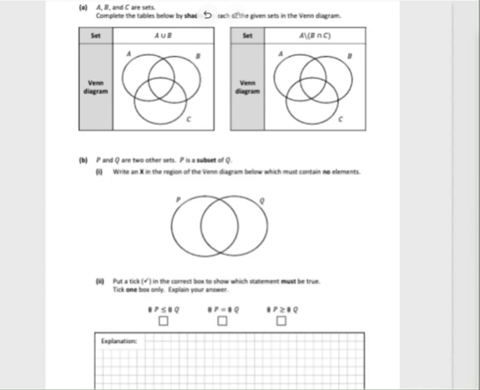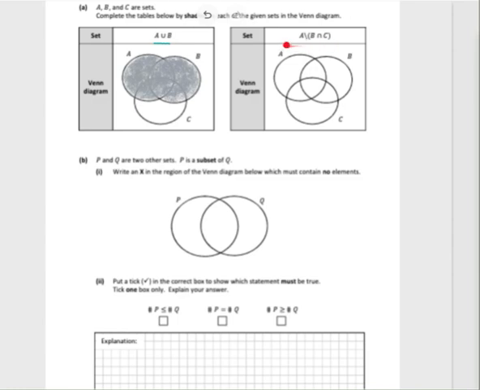Question 7, sets now. We have part A, A union B. So A union B is very straightforward. All you need to do is to highlight the area within both sets. Okay, the second one is a bit more challenging.